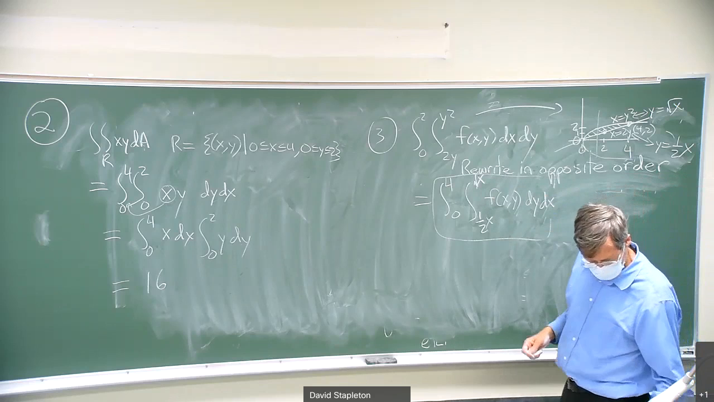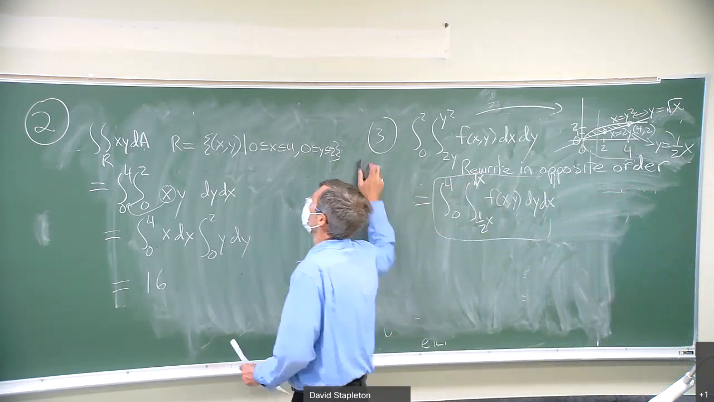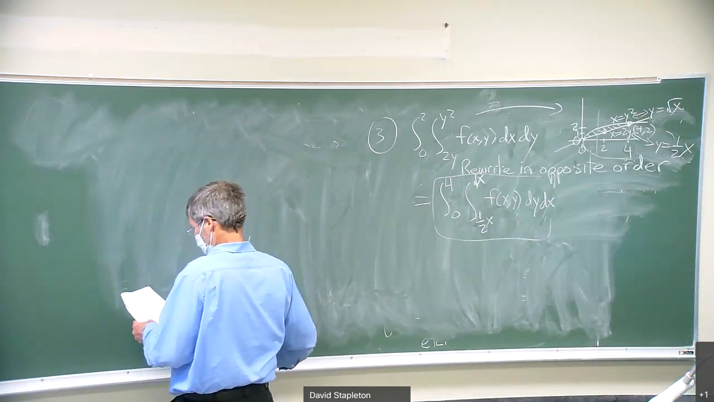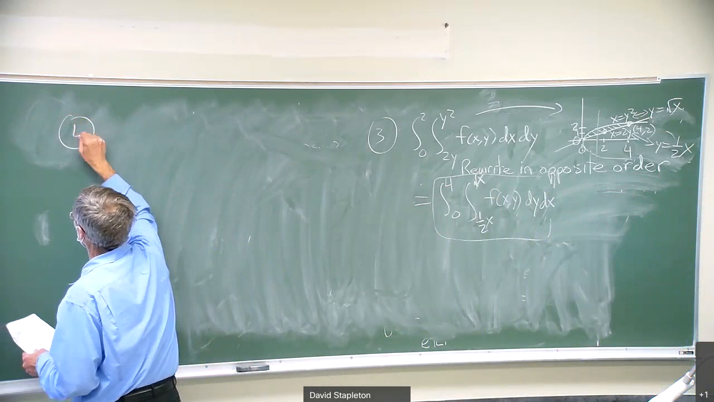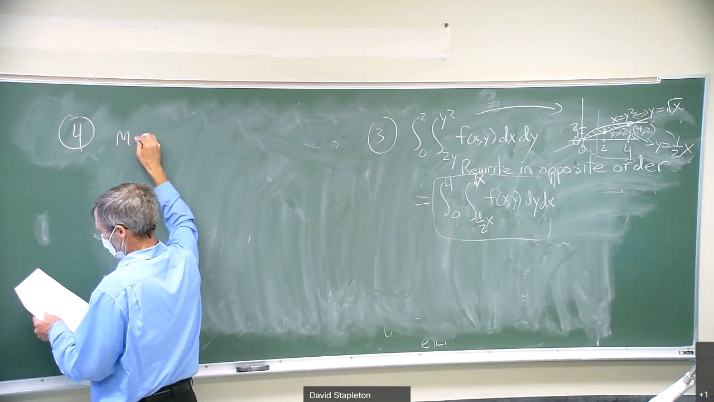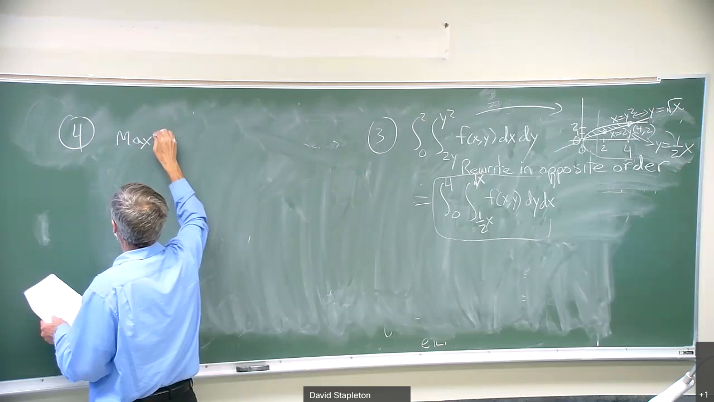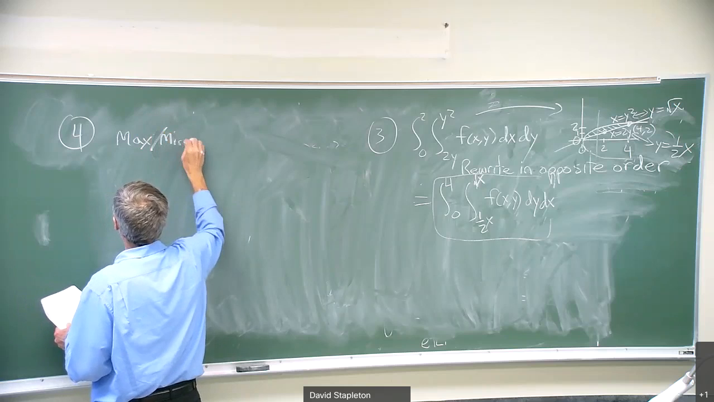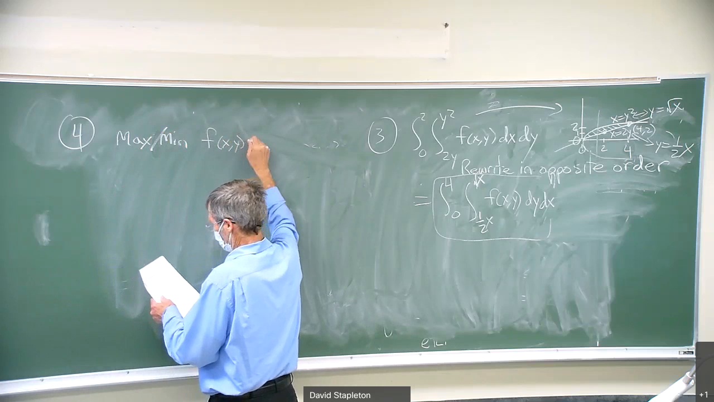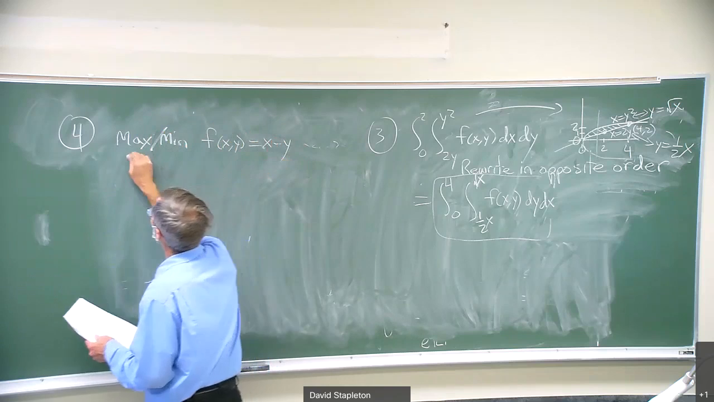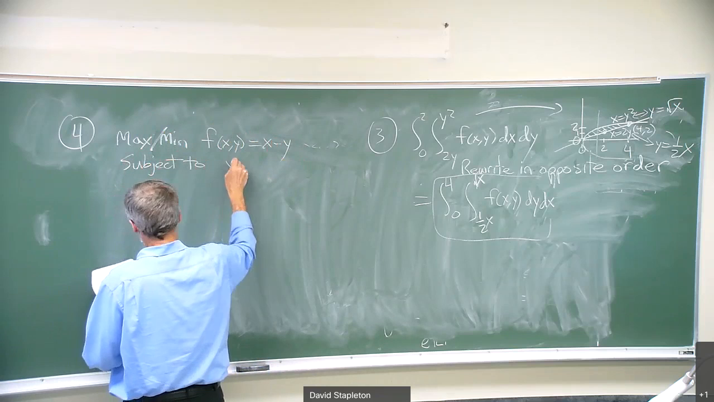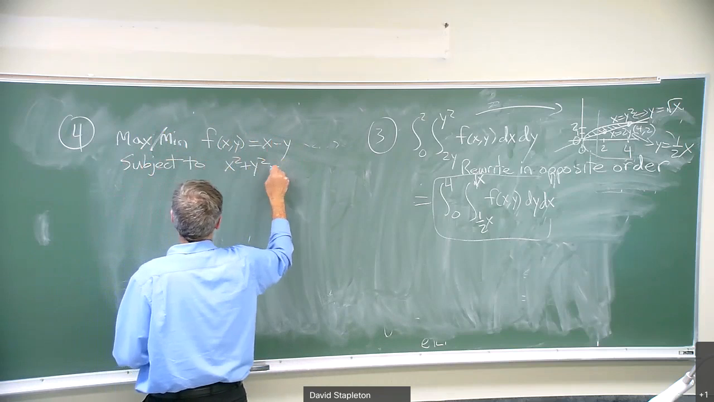That's number 3. Number 4 that we want to make sure we do is Lagrange multipliers. This is a constrained optimization problem. Find the maximum and minimum subject to a constraint. So we want to maximize and minimize the function f of x, y equals x minus y, subject to the constraint that x squared plus y squared equals 16.